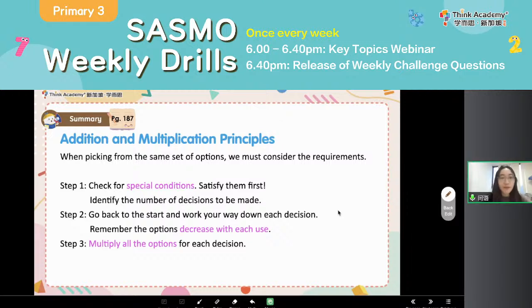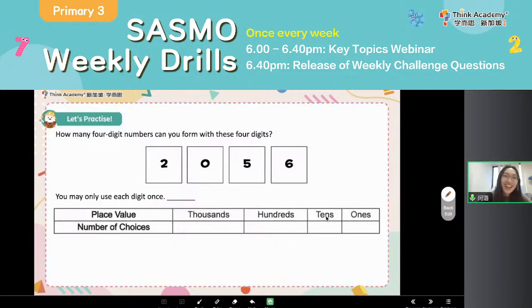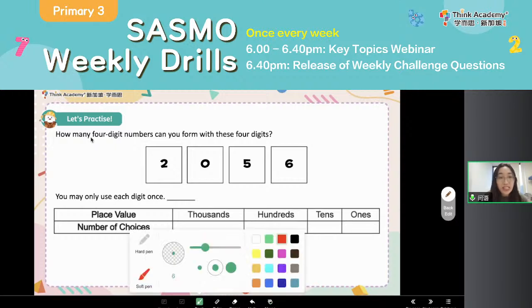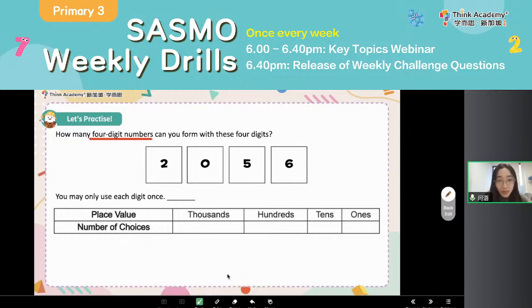Now let's move on. Here, let's practice. Let me show you one more, okay? So here, everyone, if you have a piece of blank paper, please take it out. Or maybe you can find any space on your book, try to draw it, okay? Look, how many 4-digit numbers can you form with these 4 digits? Make sure that you must make some 4-digit numbers. And you may only use each digit once. There is no repetition.